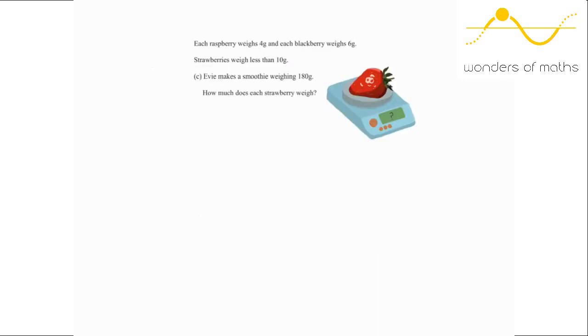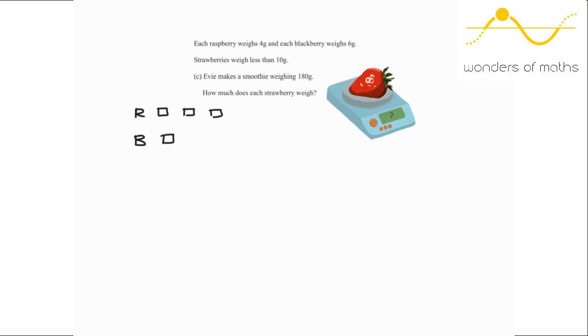Now let's move on to the final part of the question. Each raspberry weighs 4 grams and each blackberry weighs 6 grams. We aren't sure how many grams each strawberry weighs exactly, but we do know that each strawberry weighs less than 10 grams. Evie makes a smoothie weighing 180 grams. Now we can work out how much each strawberry weighs.